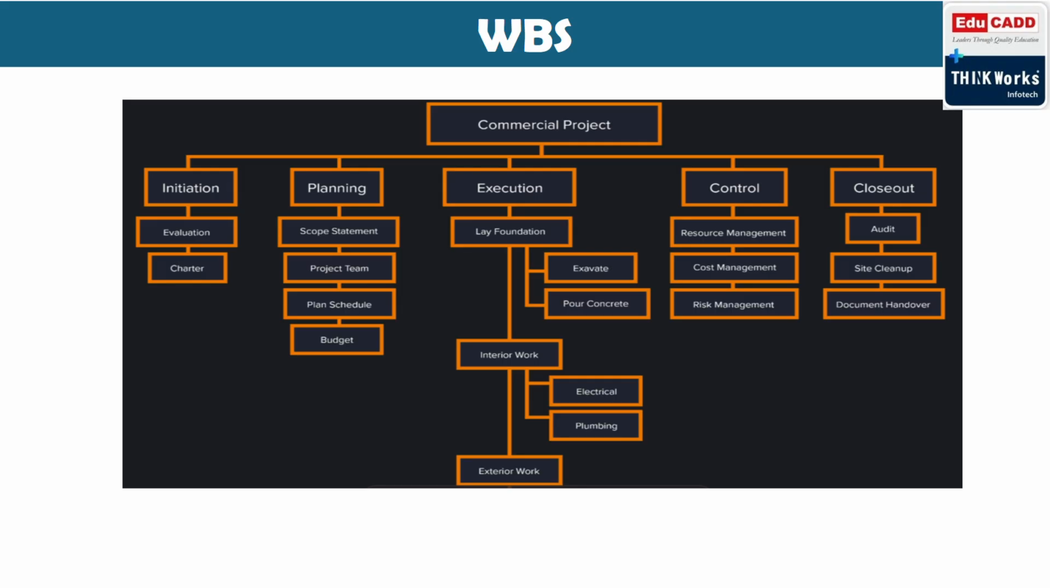When you put it in an organization in a hierarchical chart, it will look like this. For example, it's a commercial project. Under that, initiation, planning, execution, control, and closeout. Under that, there will be different milestones. Laying of foundation is a milestone, which is a WBS. Under that, excavation, pouring concrete, maybe we can say these are activities. Similarly, other activities are given like this. So this is how we have to create our WBS.